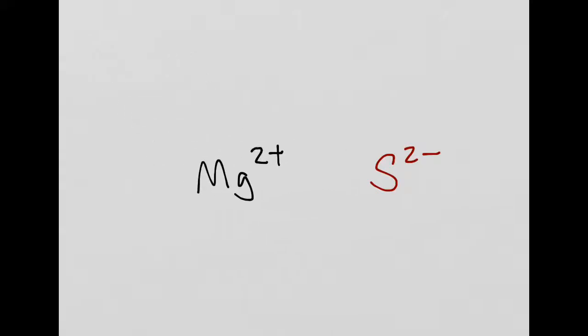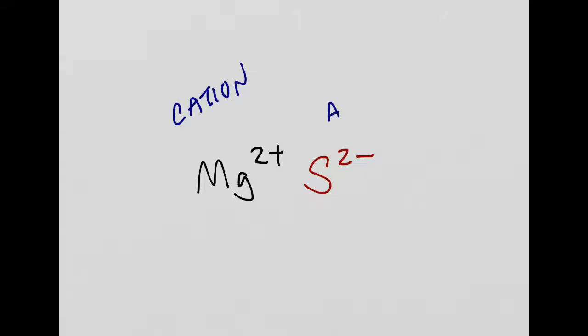Now, it wouldn't be too much of a stretch for you to imagine that these two things would be attracted to each other. Oh, I left behind a little bit of my 2 there. There we go. The magnesium would want to come in contact with the sulfur because they're oppositely charged. They really like each other. And don't forget that we have names for this. This is called the cation, and this one's called the anion, because it's negatively charged.